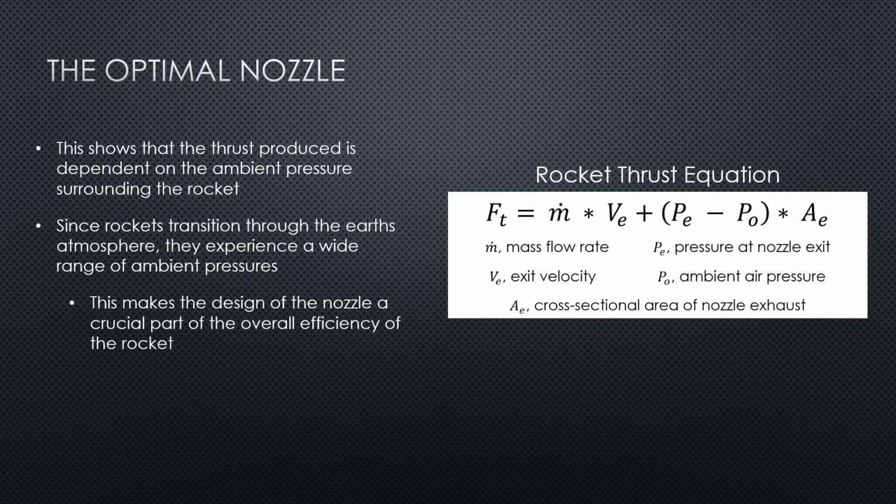The equation on the right is used to calculate the thrust force a given rocket will produce. Looking at this equation, it shows that the thrust produced is dependent on the ambient pressure surrounding the rocket. Since rockets transition through the Earth's atmosphere, they experience a wide range of ambient pressures. This makes the design of a nozzle the crucial part of the overall efficiency of the rocket, and it can be optimized to perform best in the ambient pressure it will be in the most.